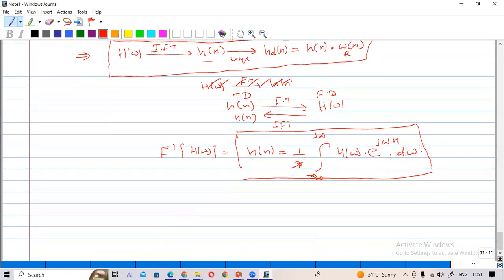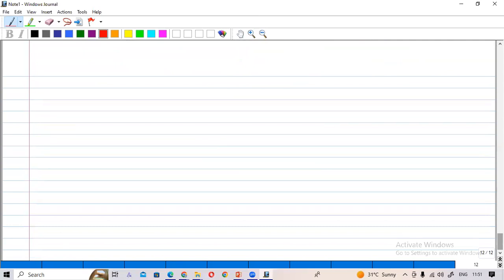We are given H omega. H omega is given as C e to the power minus j alpha omega, where omega is between minus omega c and plus omega c, and 0 where omega is between minus pi and minus omega c, and plus omega c and plus pi. So this is the given H omega.